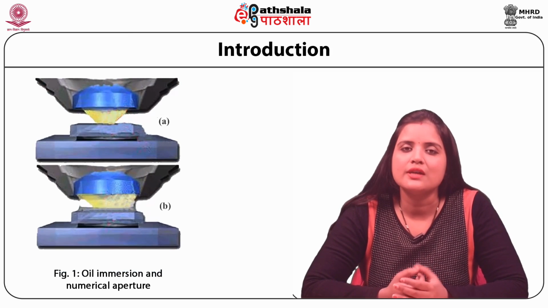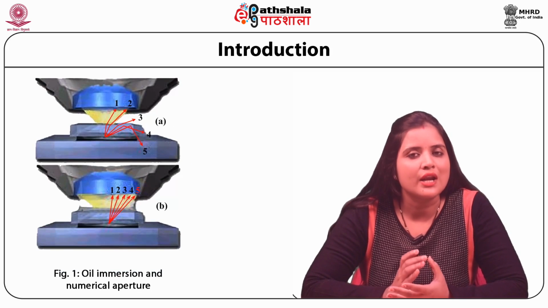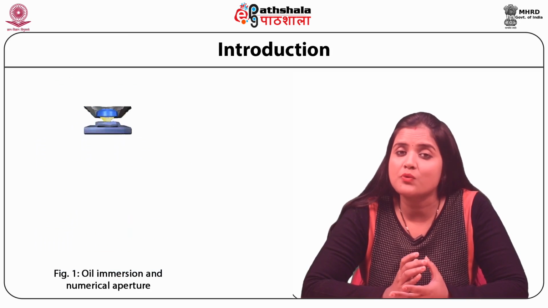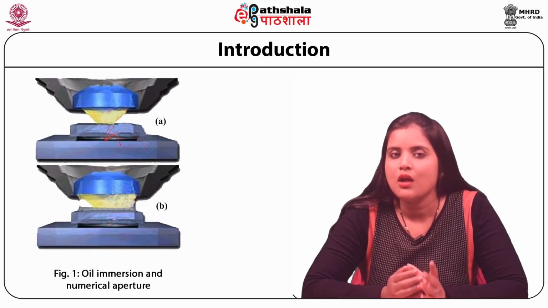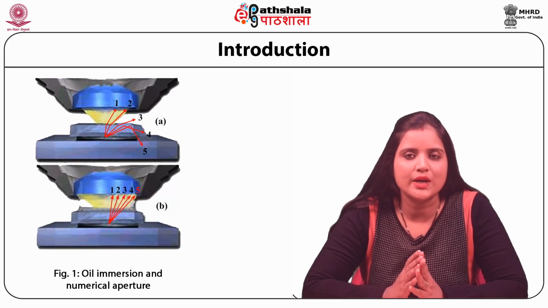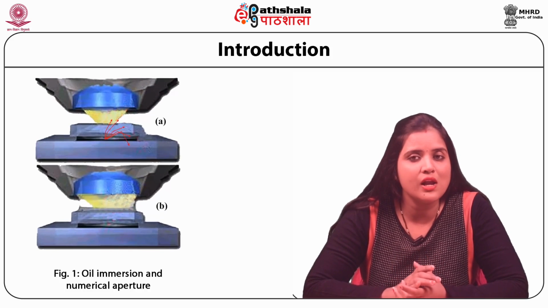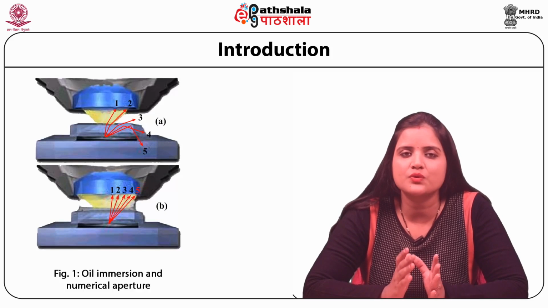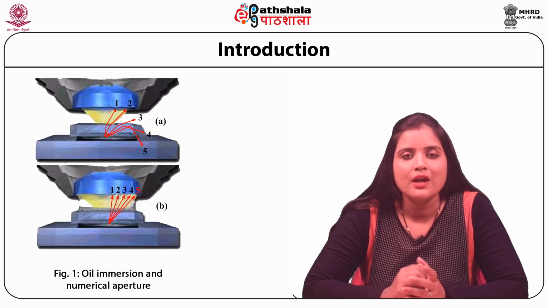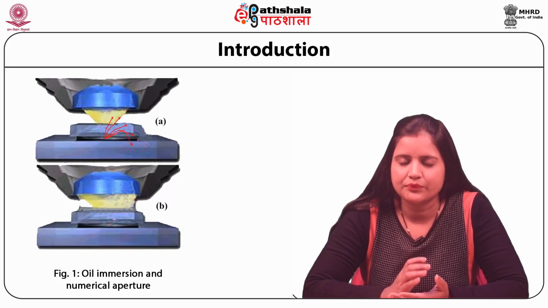Oil immersion is a method employed in optical microscopy to enhance the resolving power of a microscope. This can be achieved by submerging the objective lens as well as the sample in transparent oil having large refractive index, thereby increasing the numerical aperture of the objective lens.